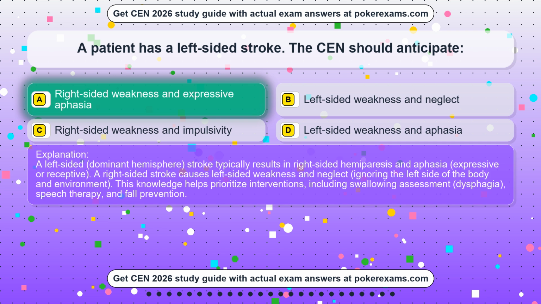A left-sided, dominant hemisphere stroke typically results in right-sided hemiparesis and aphasia, expressive or receptive. A right-sided stroke causes left-sided weakness and neglect, ignoring the left side of the body and environment. This knowledge helps prioritize interventions, including swallowing assessment, dysphagia, speech therapy, and fall prevention.